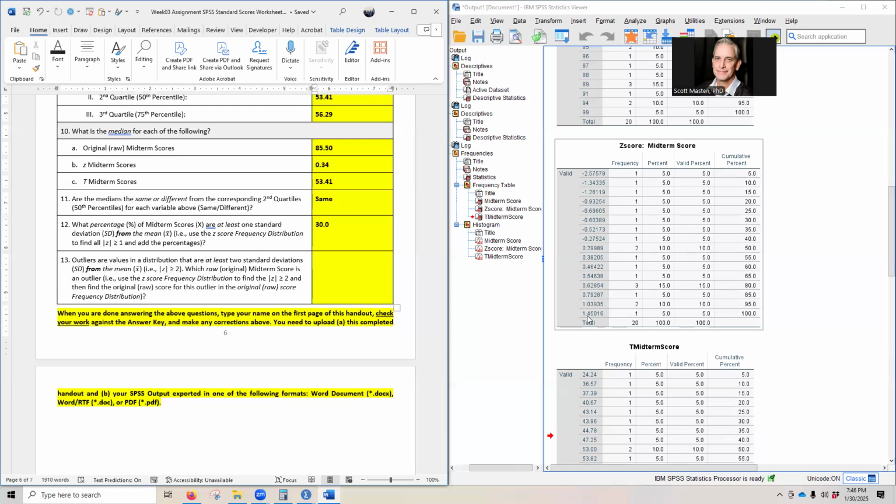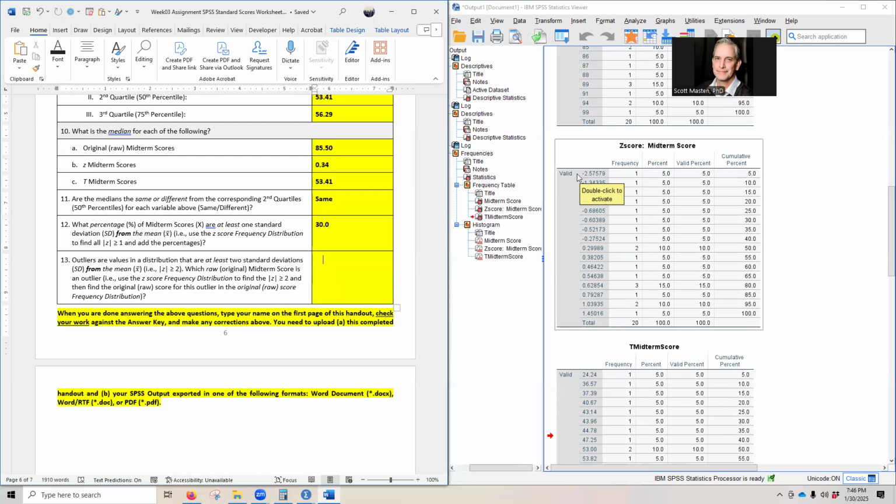So there was no one who got a really high score, right? The highest achieving score is 1.45. But if you go to the bottom end, you can see there's a negative 2.57. This particular person really did bad on the test. So negative 2.57 is an outlier. Why? Because the absolute value of it is 2 or bigger. So then the question is, what is the raw score for this person?